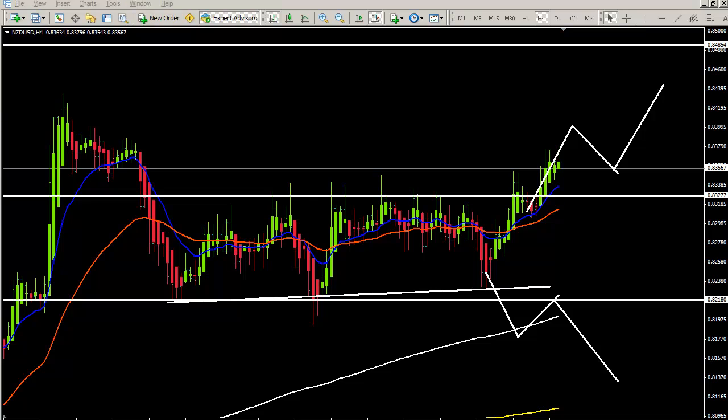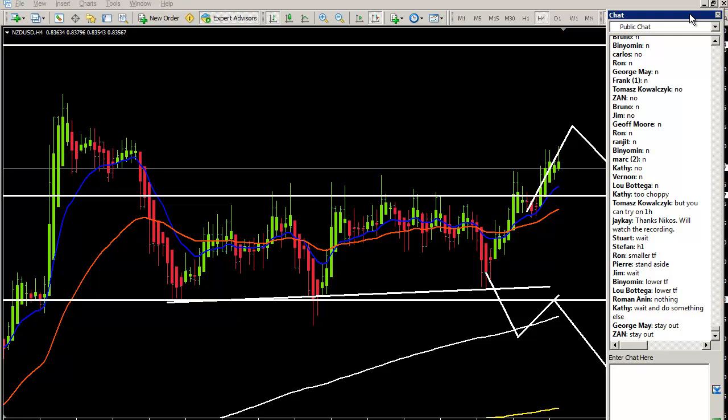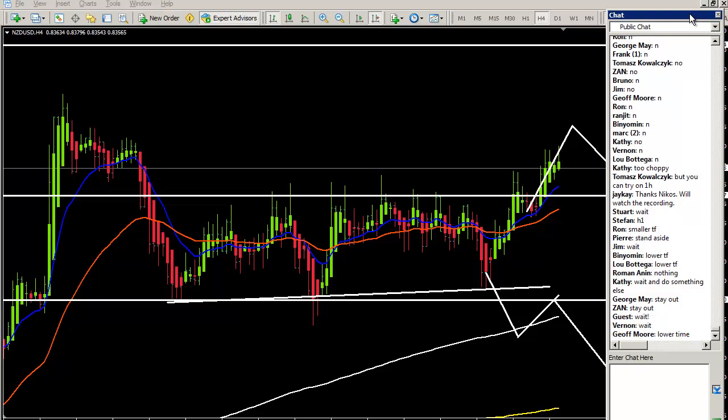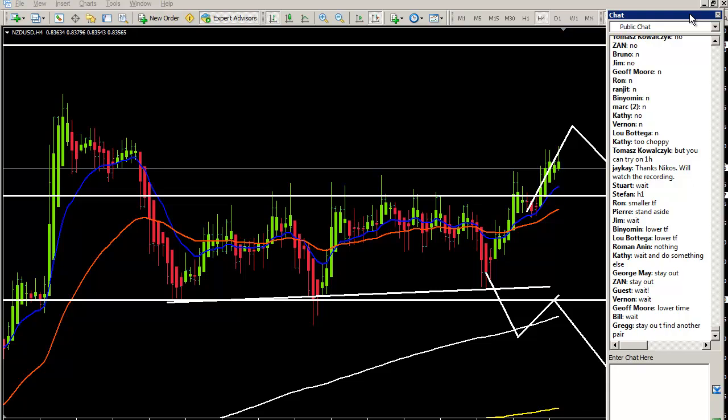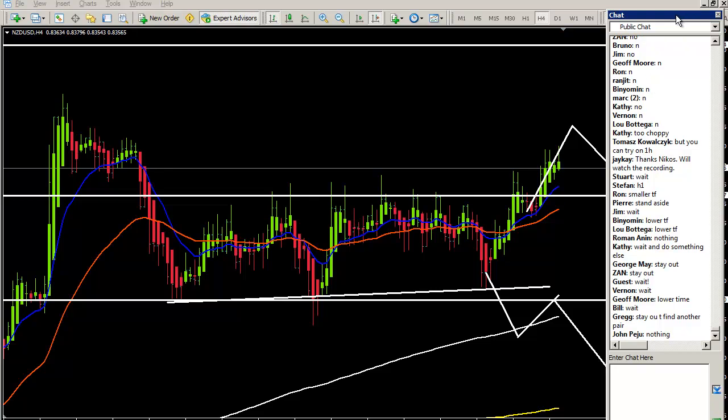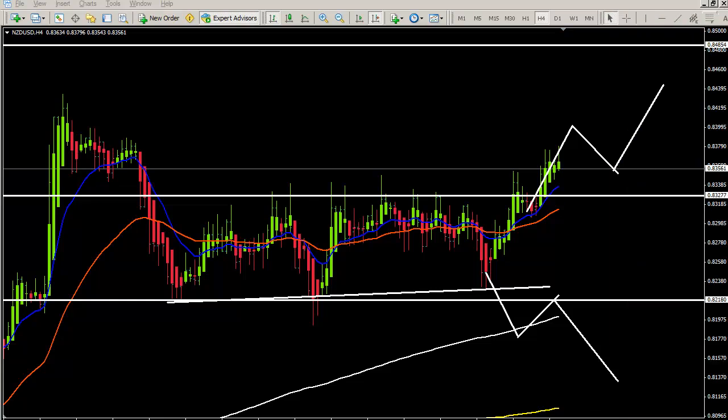Yeah, stay out, stand aside, lower time frames. Yeah, exactly. If you go to the lower time frames and you find something, great. If not, you just look, like Greg said, for a different trade on another pair. That's it. But on this pair, you just stay out. Okay, perfect.